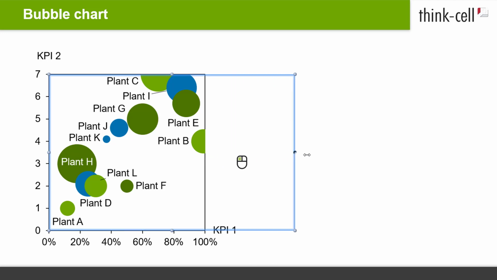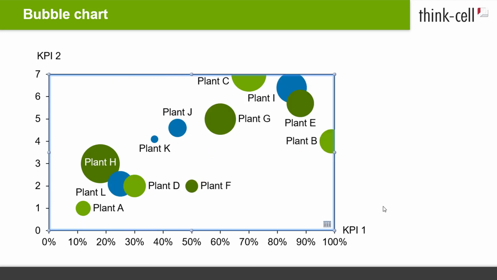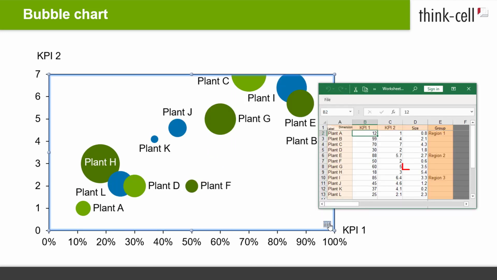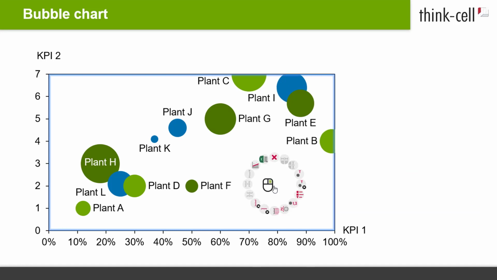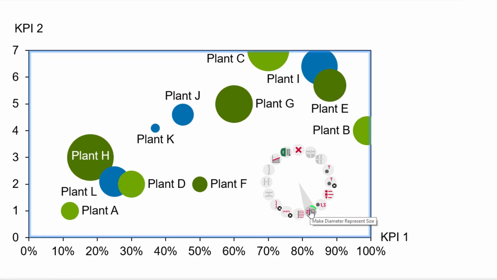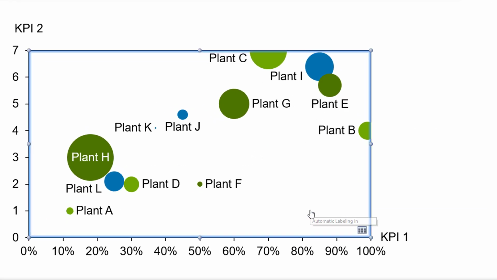Resize the chart if necessary. By default, the size value in the datasheet is proportional to the area of the bubble in the chart. Right-click on the chart and pick Make Diameter Represent Size to set the size proportional to the diameter of a bubble. Add a bubble size legend by right-clicking on the chart and choosing Add Bubble Size Legend.